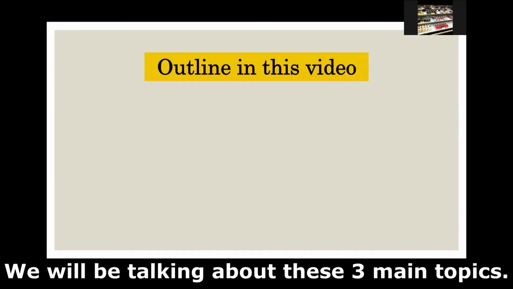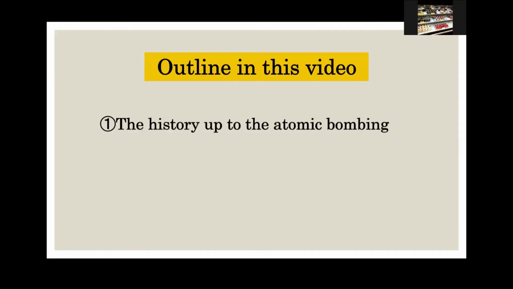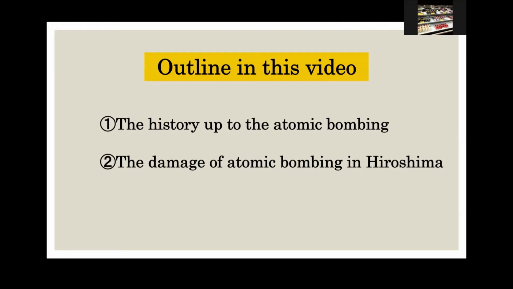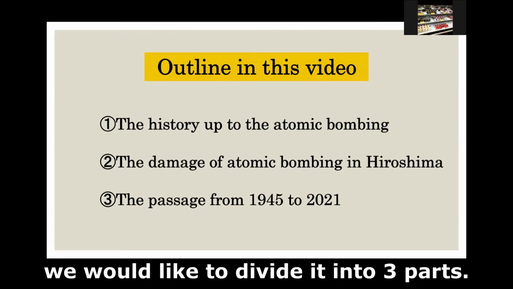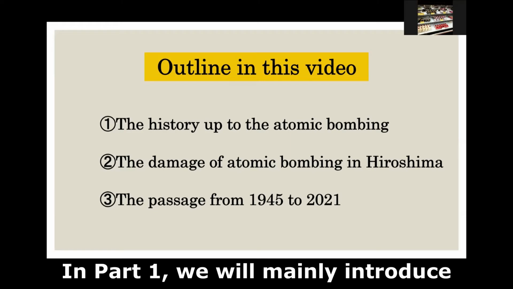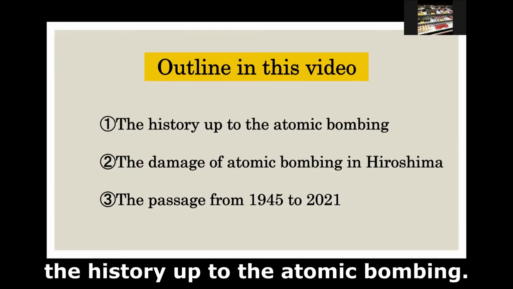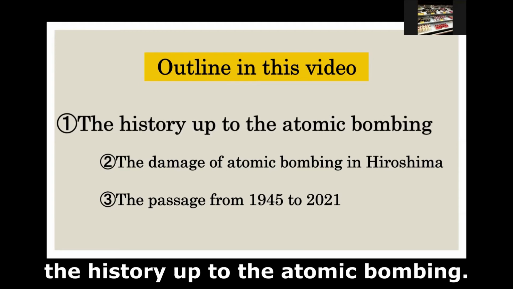We will be talking about these three main topics: the history up to the atomic bombing, the damage of it in Hiroshima, and the passage from 1945 to 2021. To make the long, complicated story short and simple, we'd like to divide it into three parts. In Part 1, we will mainly introduce the history up to the atomic bombing.